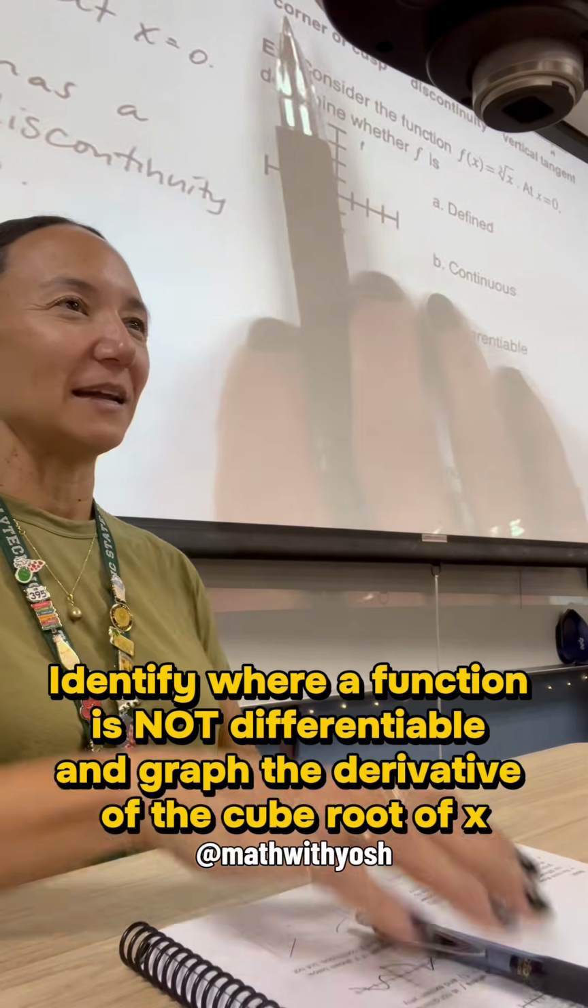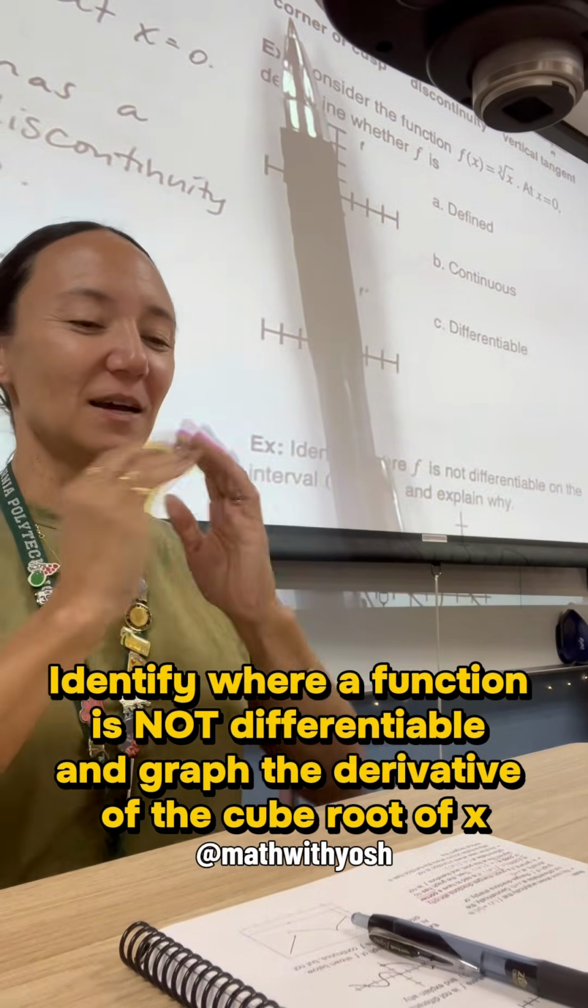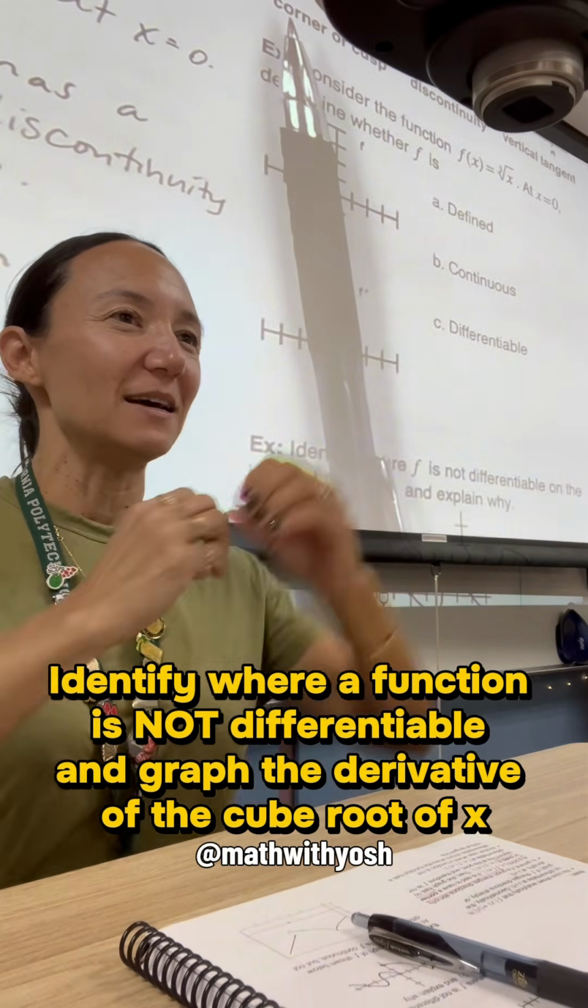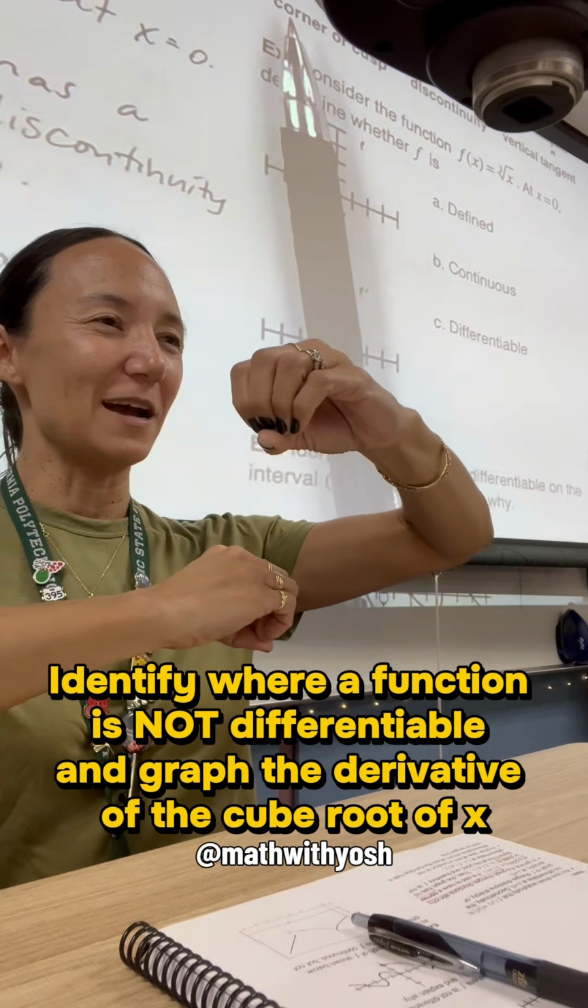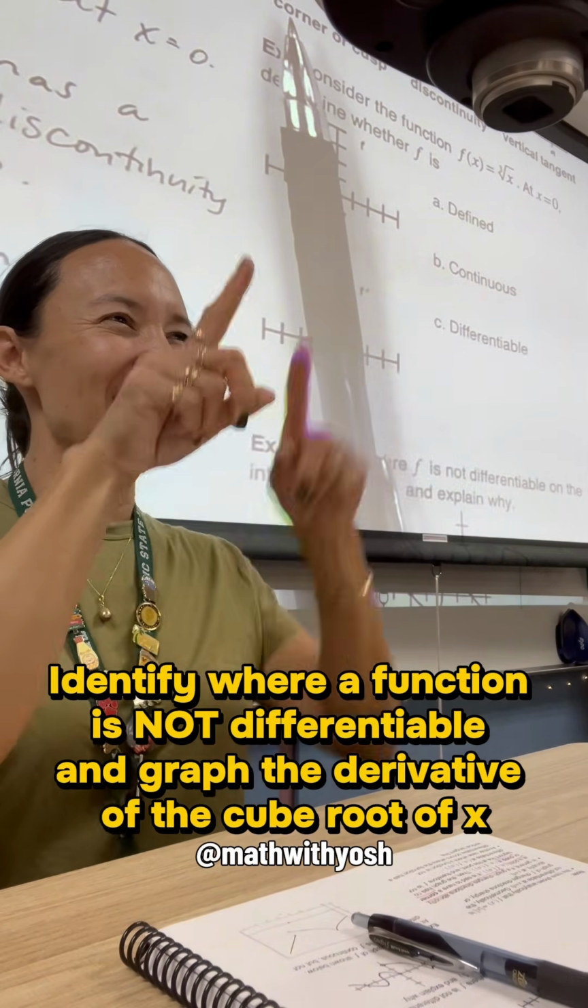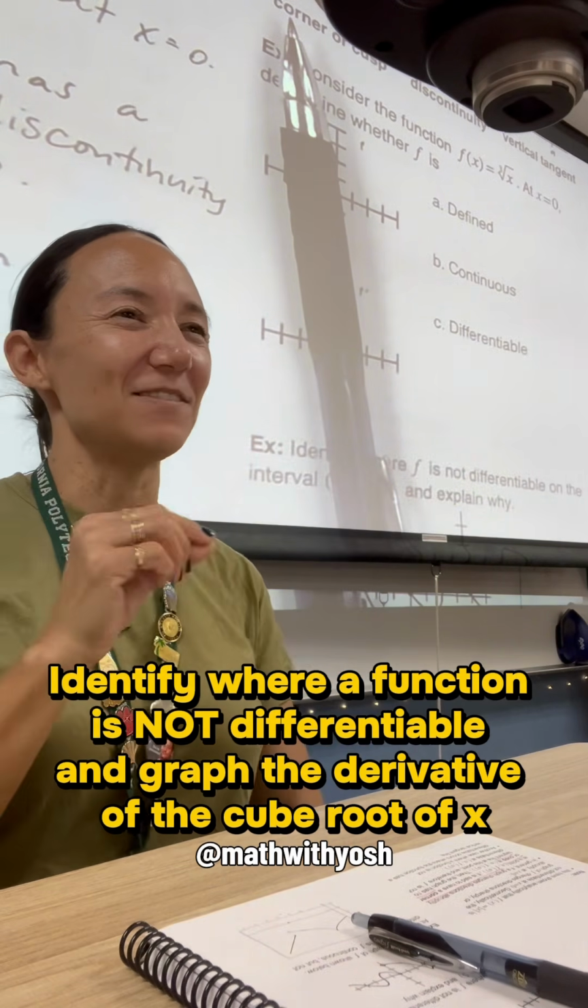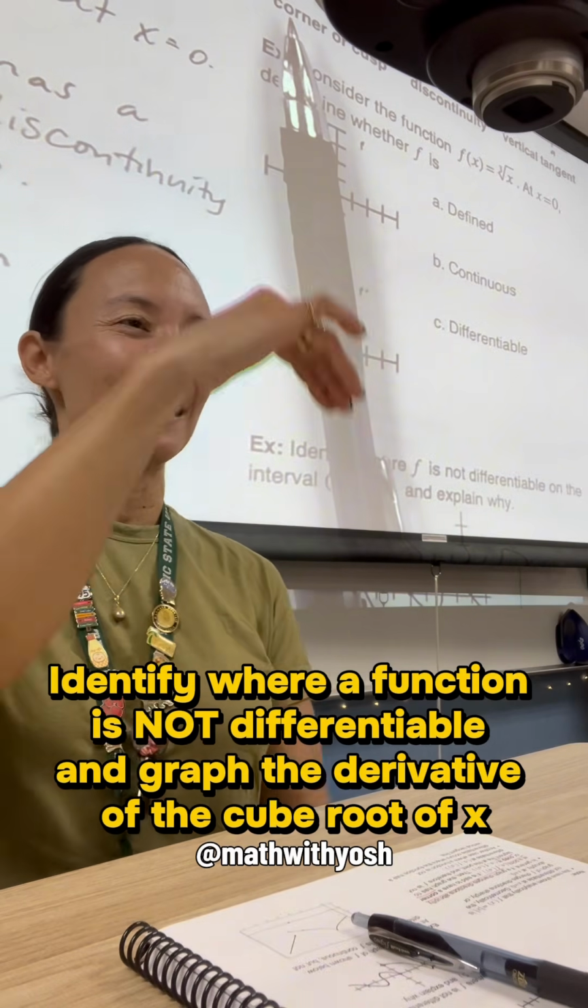Not differentiable at a what, or a what? Corner, cusp. Also, f is not differentiable at a discontinuity. We have a jump, we have removable, and we have infinite. And finally, f is not differentiable at a vertical tangent.